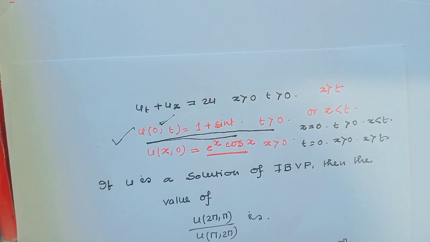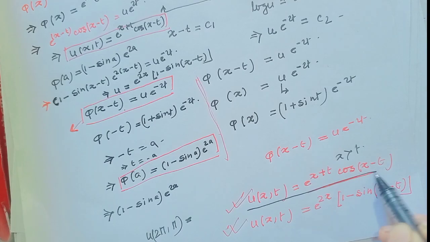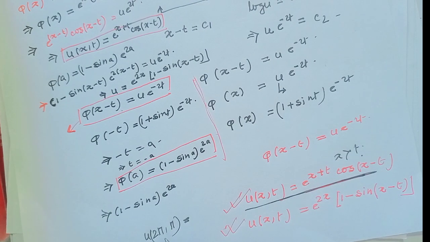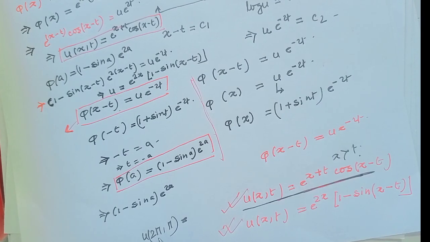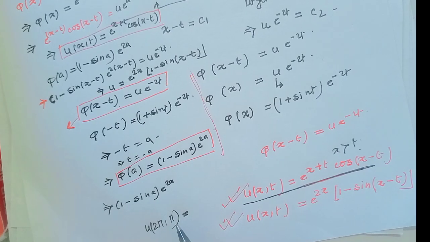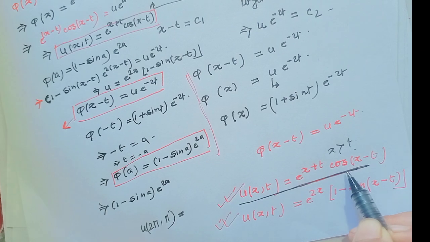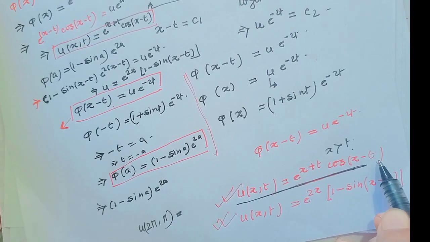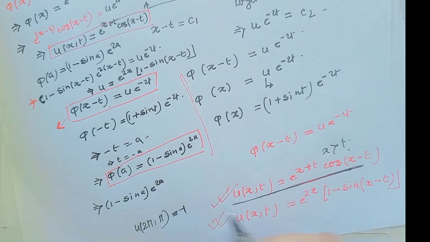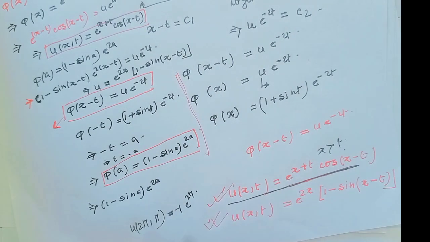I hope all my viewers have understood clearly. Now, since for this condition x greater than t, here would be the value u(2 pi, pi), and the value would be e to the power (2 pi plus pi) times cos(2 pi minus pi). This value is pi, and cos pi is minus 1, and e to the power 2 pi plus pi is equal to e to the power 3 pi.